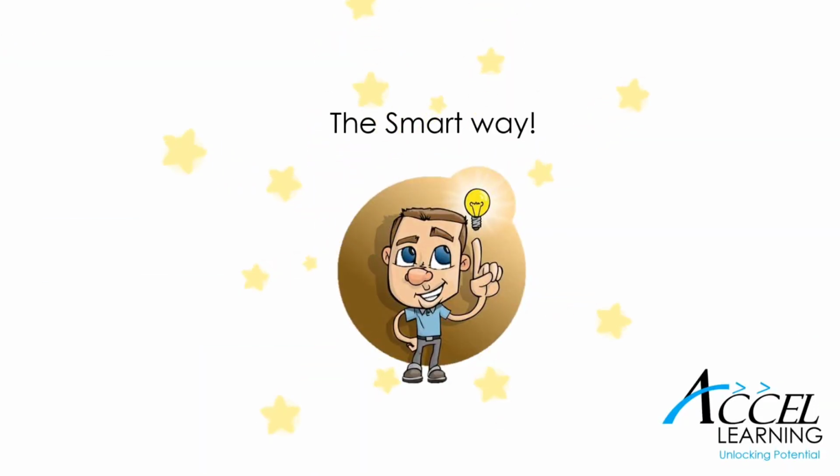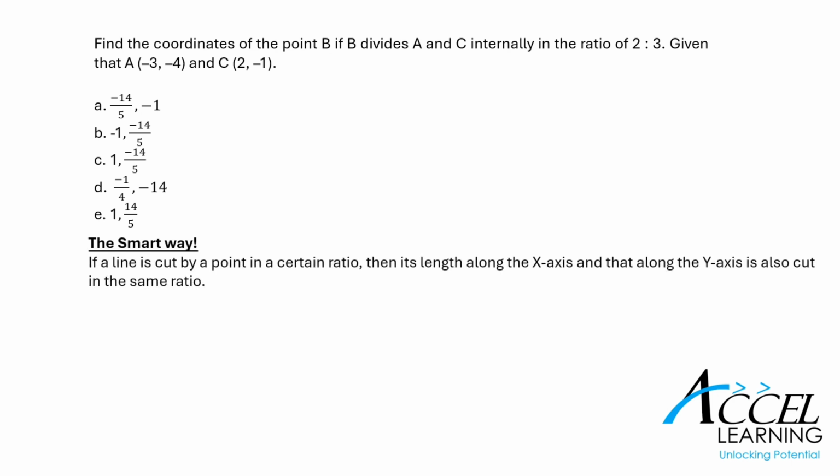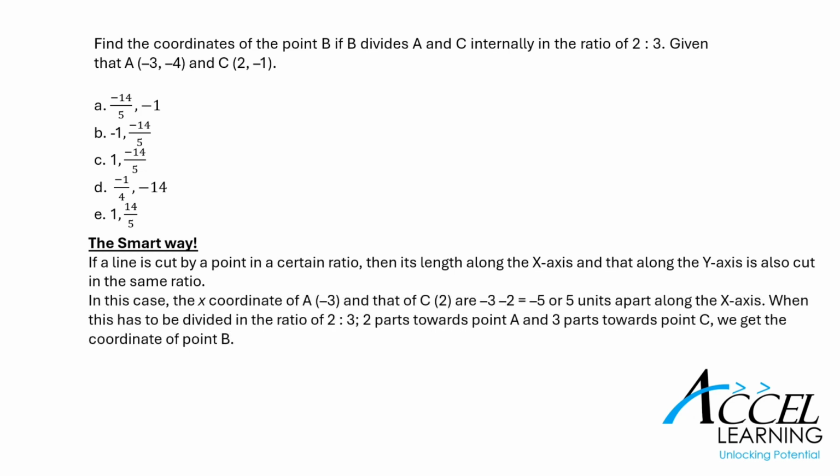As I had promised, let's see the fastest and smartest way to solve this question without the use of a calculator or an AI. Here's the same question. Pause the video now to see if you have a faster and smarter way to solve this question and beat the clock. So here's the smart way. If a line is cut by a point in a certain ratio, then its length along the x-axis and that along the y-axis is also cut in the same ratio. In this case, the x-coordinate of A, which is -3, and that of C, which is 2, are -3 minus 2 equals -5, or 5 units apart along the x-axis. When this has to be divided in the ratio of 2:3, 2 parts towards point A and 3 parts towards point C, we get the coordinate of point B.